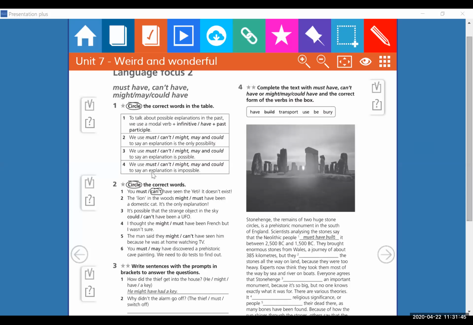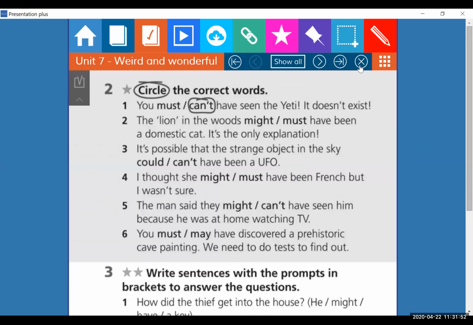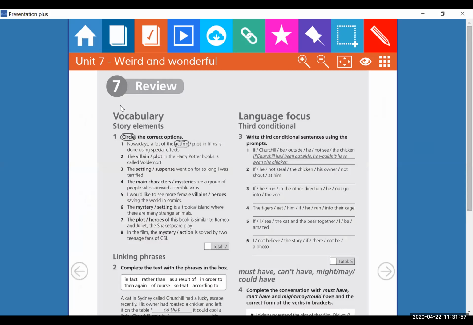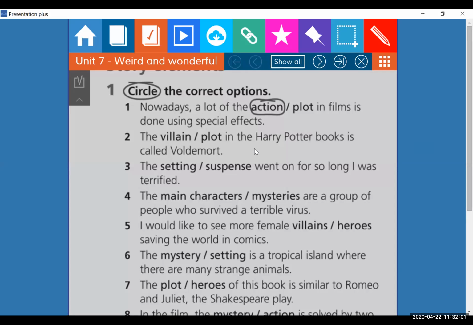Okay. So the second one before the time. Sorry, page 74. Yes, the first exercise. Nowadays, a lot of the action in films, in movies, is done using special effects. Okay, a lot of the action. What was action? Anybody remembers? You still do not remember? You have something missing regarding this unit. Please ask this question to yourself.